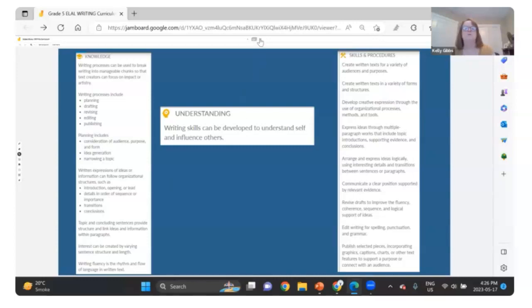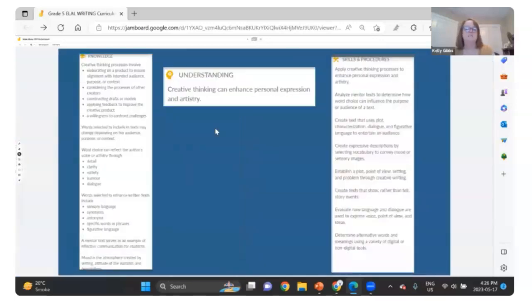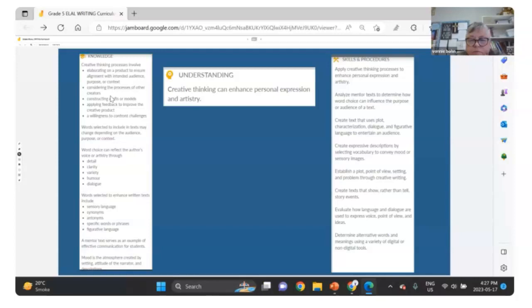And then when we go to creative thinking and enhance personal expression and artistry, like you said, it's been this repeated creative thinking process and what that involves. And then how we do it, applying creative thinking processes, analyzing mentor text. So one of the things you will find under the skills and procedures, there are a lot of verbs. The verbs are things that we can use when we get to the assessment phase.